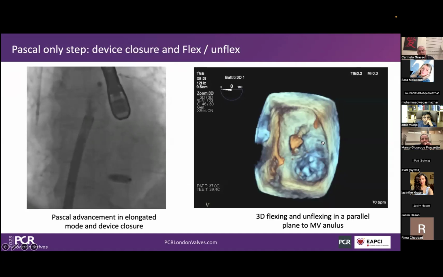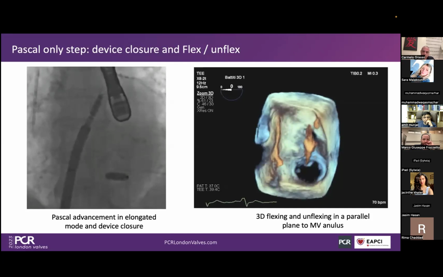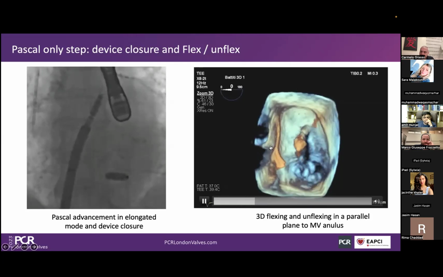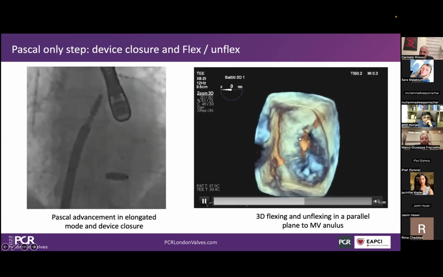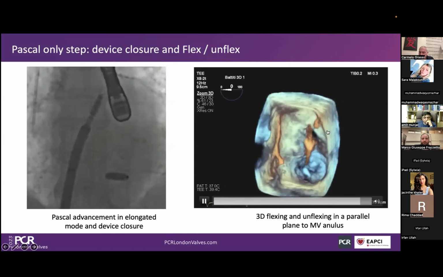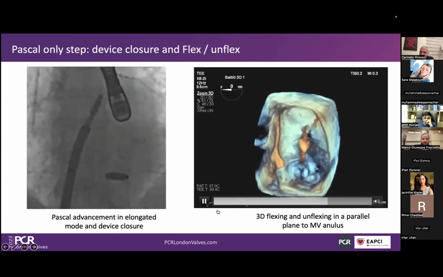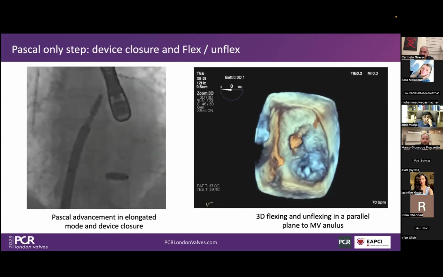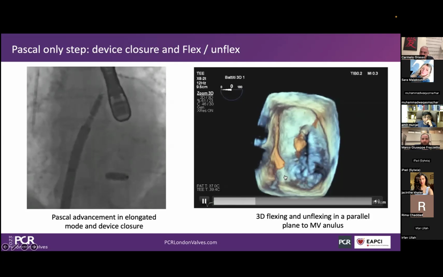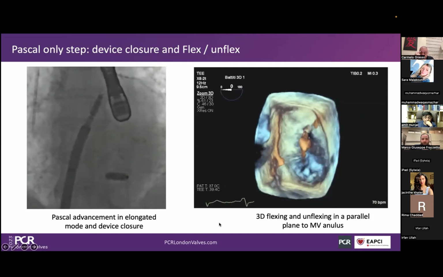Sorry. So this is instead the advancement of the Pascal device that comes elongated. Once we are out from the catheter, we close the device in the original position, and we have to do a maneuver. We have to be aligned and parallel, as you can see here at the echo, to the mitral valve plane. It's a check that we do by applying flexing and unflexing in the guiding catheter to check that we are in 3D, parallel to the mitral valve.